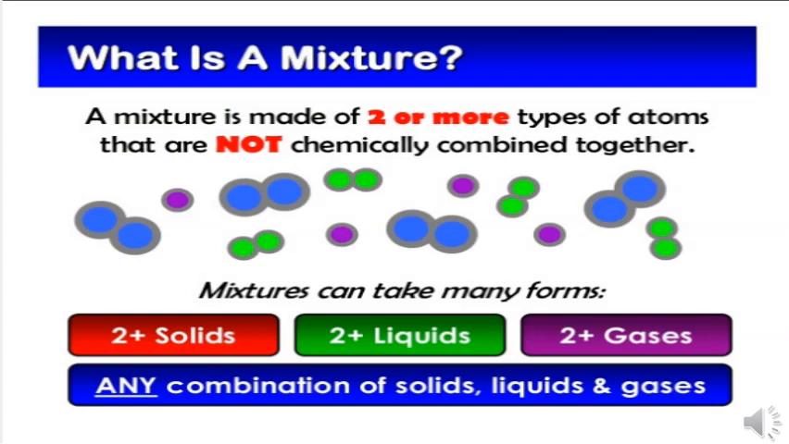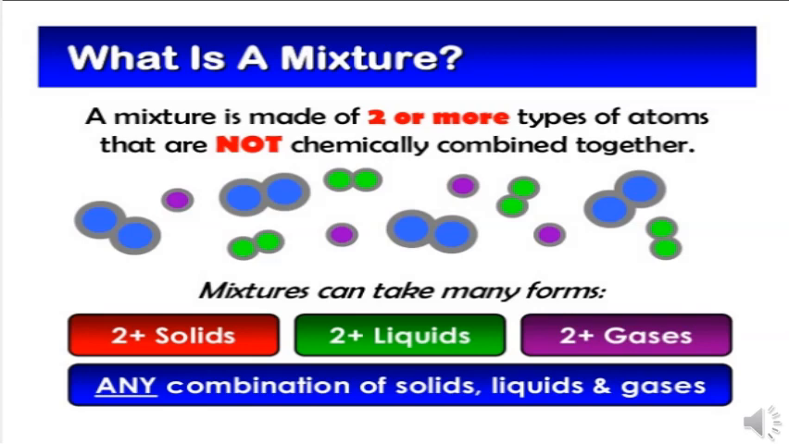Mixtures are not pure substances. That means mixtures are impure substances. In fact, they contain two or more pure substances, that is elements or compounds or both, mixed together in any proportion. Also, they are not chemically combined together.